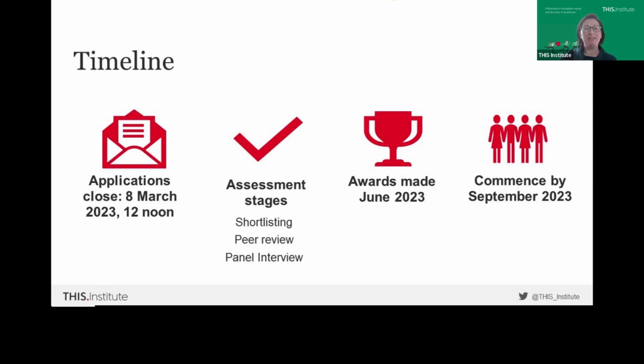Applications must be submitted through our grant tracker platform. Closing is midday on Wednesday the 8th of March. If you can't use Grant Tracker for any reason, do get in contact with the fellowship team and we'll come up with a solution to get it into the system.